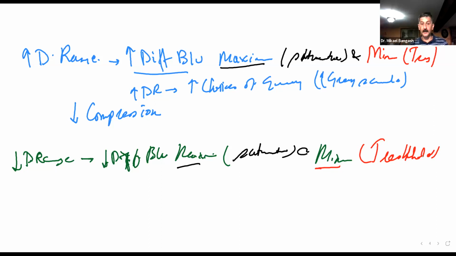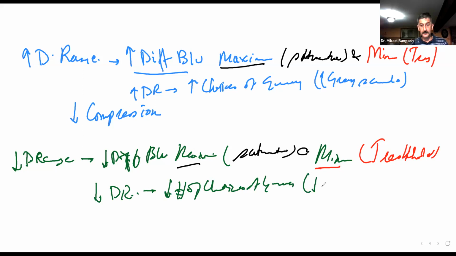Or we can say this smaller dynamic range, a lesser difference between the minimum and maximum, meant a lesser number of choices of gray, which means a smaller grayscale. And that means, as a result, more compression.